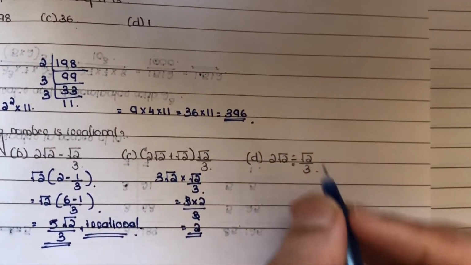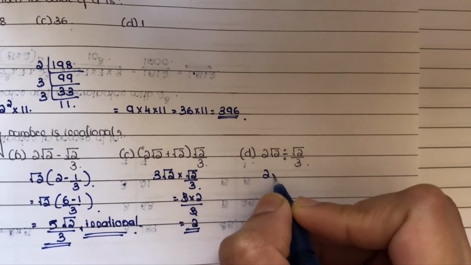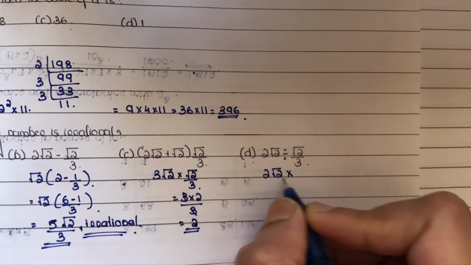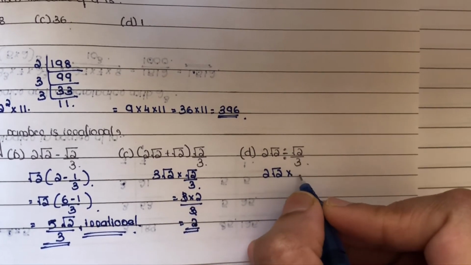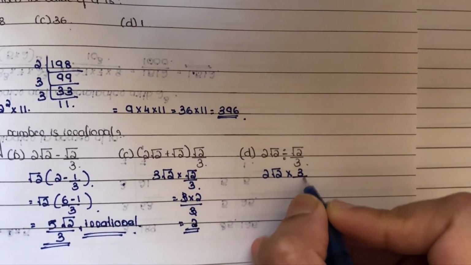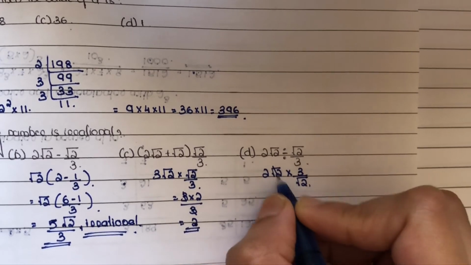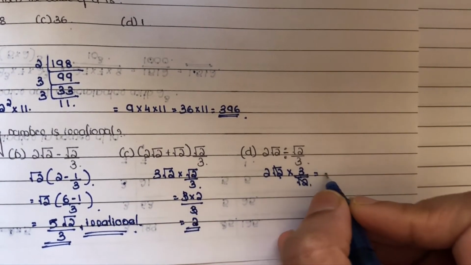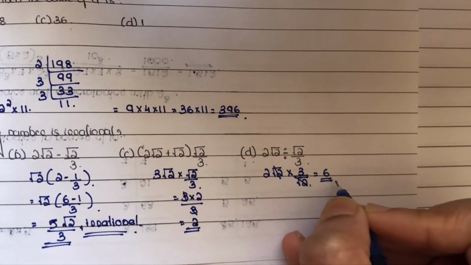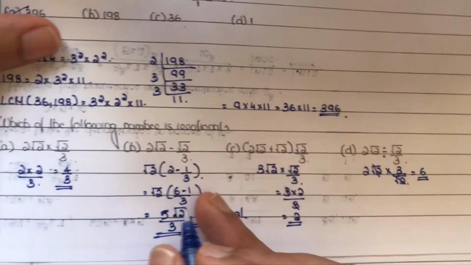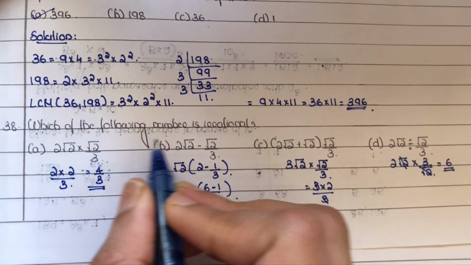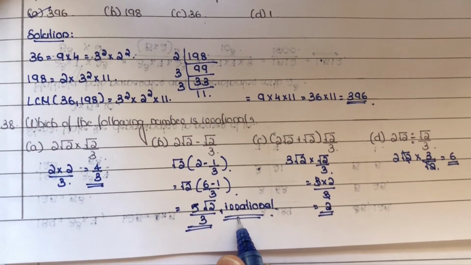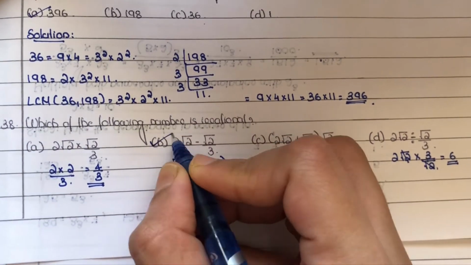Next option D, 2 root 2 divided by root 2 by 3. Now here we can put a multiplication sign, so it's the reciprocal, that is 3 by root 2. Root 2 and root 2 get cancelled. 2 into 3 is 6, again rational. So the question is, which of the following number is irrational? Option B is an irrational number, right? So the answer is option B.